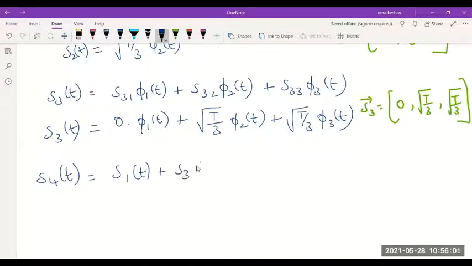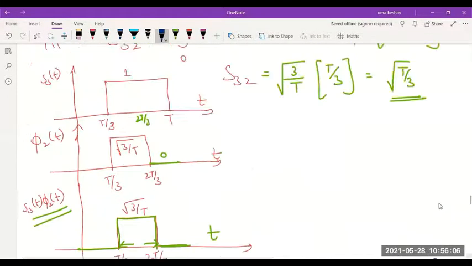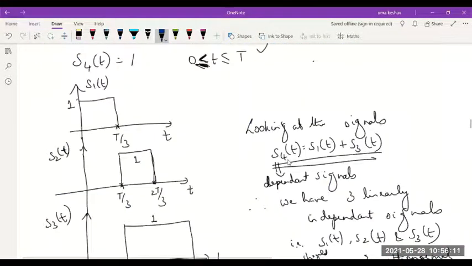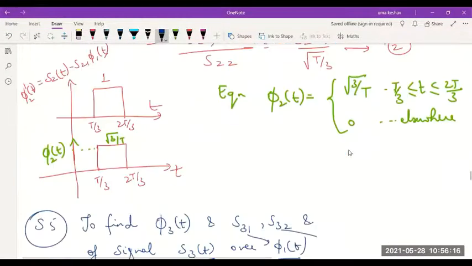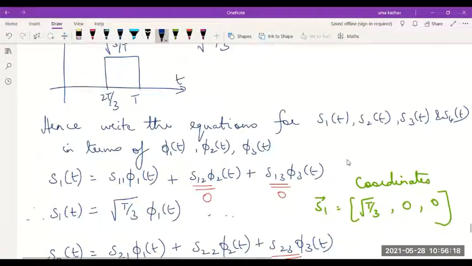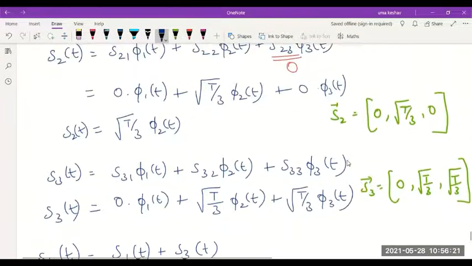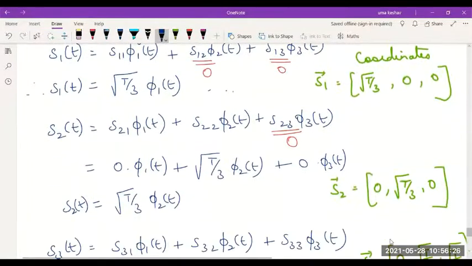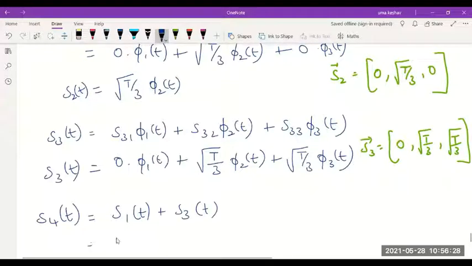Yeah? We wrote initially, do you remember? It's a lengthy problem here. It is actually very easy, but the length is high, that's all. Yeah. S4 was written as S1 plus S3. So we have already written S1 and S3 here. I'll just take both and substitute. What was S1? Root t by 3 phi 1. S1 is root t by 3 phi 1. And what is S3?